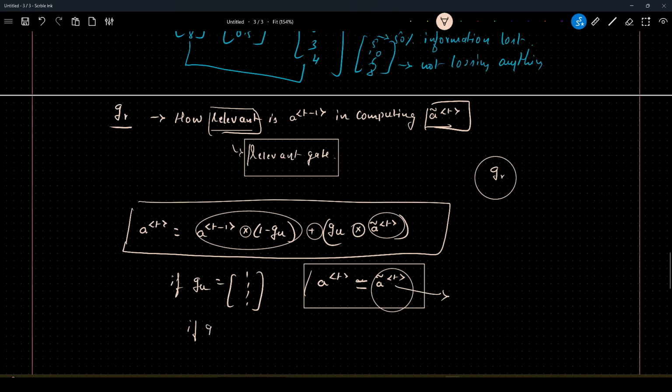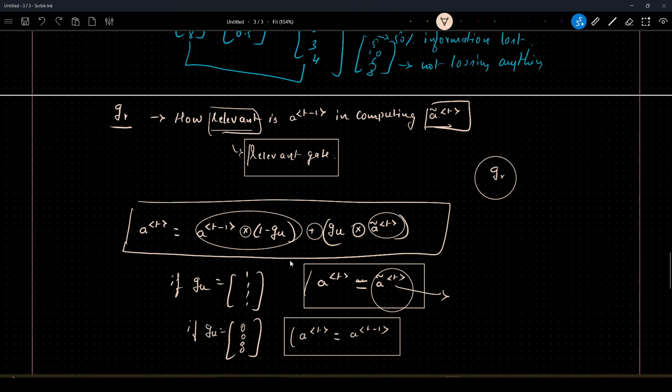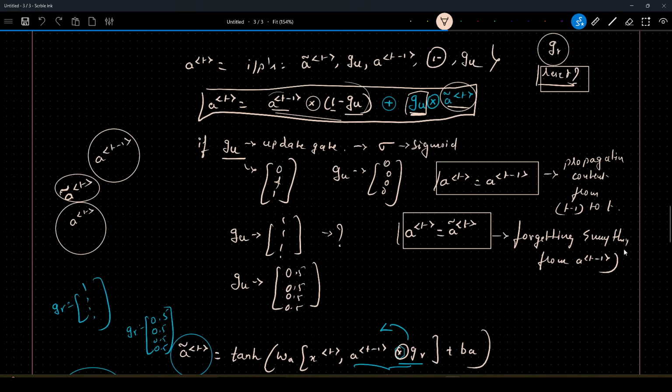If GU is all 0, then AT will be equal to AT minus 1. So there is no other point in discussing here, right? We are just passing the context from the previous time step as it is to the current time step. That's it. Okay. So hope this video is clear to you guys. This is how GRU works.